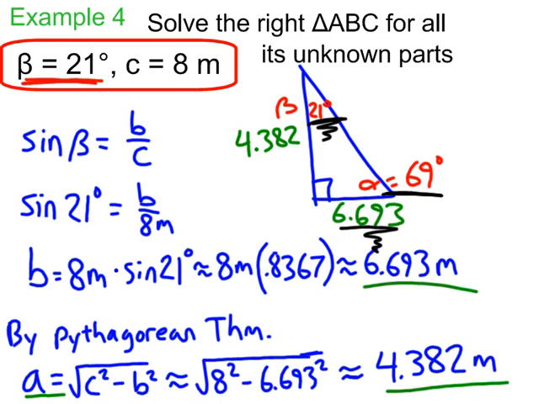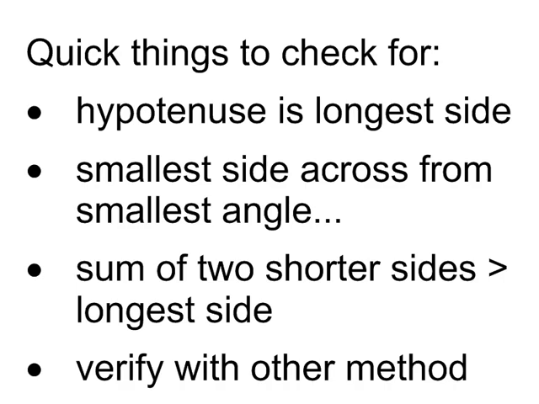Likewise, this 69 degree angle, I'd say that's the middle angle. It's between 21 and 90 degrees. It's supposed to be across from the middle length side, and it's not here. It's across from the smallest side. So there's our indicator. I ask that you not just passively get an answer, but you actively check, does this make sense?